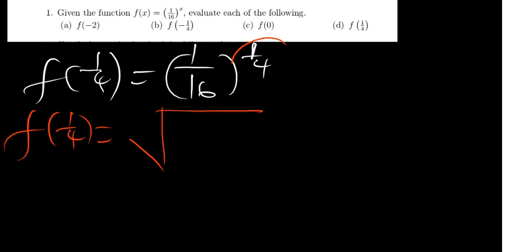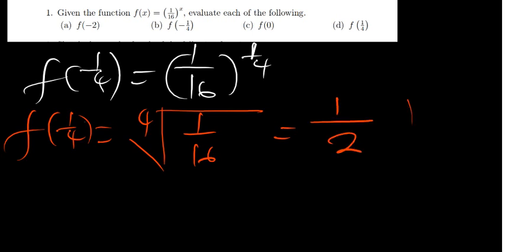This is the same case as part B. Only that part B has a negative, where we introduce the 1 on top for us to remove the negative. But in this case, there's no negative. We just take it the way it is. So it's going to be the fourth root of 1 over 16. Then we can see that the fourth root of 1 is 1, and the fourth root of 16 is 2. So in that case, the answer is going to be 1 over 2. So that is it for question 1.